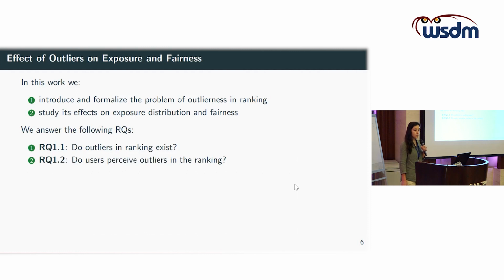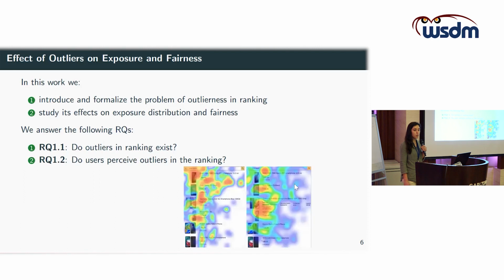Our next question was, do users perceive outliers in ranking? To answer this, we conducted an eye tracking experiment where we first showed a homogeneous page without any outliers to users. This is the figure on the left. And as you can see, the position bias is obvious.